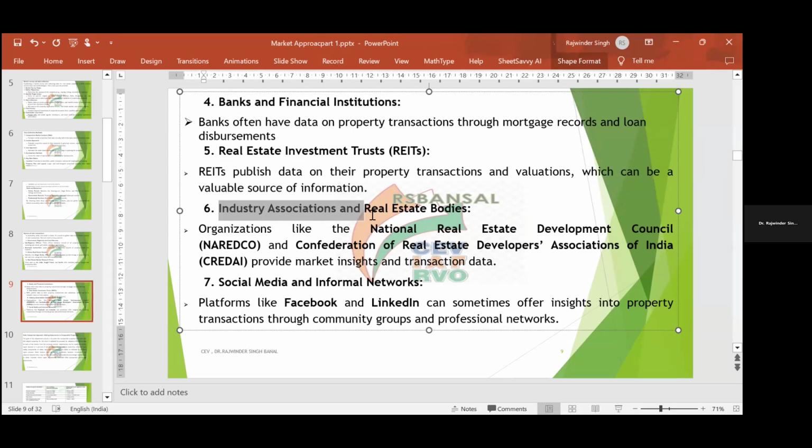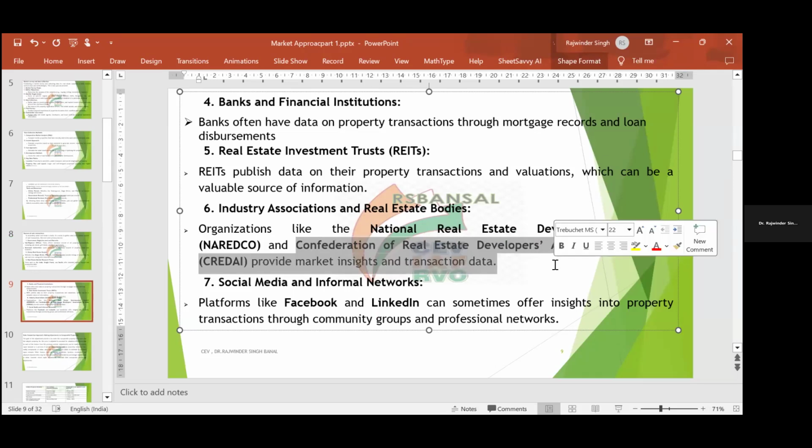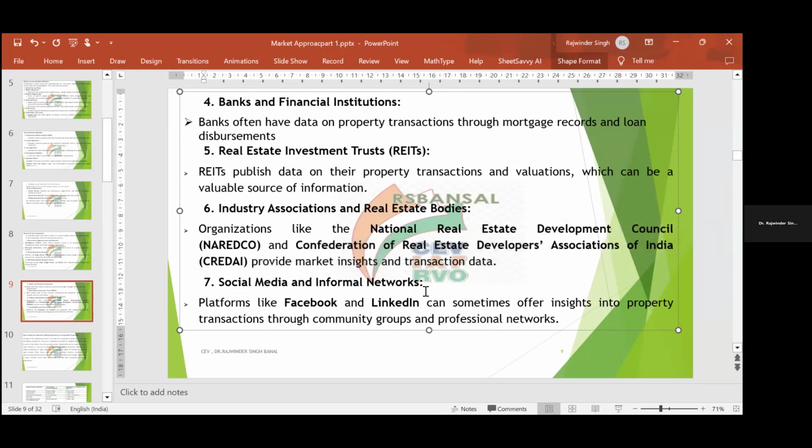Then industry associations and real estate bodies. Organizations like National Real Estate Development Council and Confederation of Real Estate Developers Association of India provide market insights and transaction data. Then social media and informal networks, so platforms like Facebook and LinkedIn can sometimes offer insight into property transactions through community groups and professional networks. These are the sources which you must know as a valuer from where you can get reliable data.